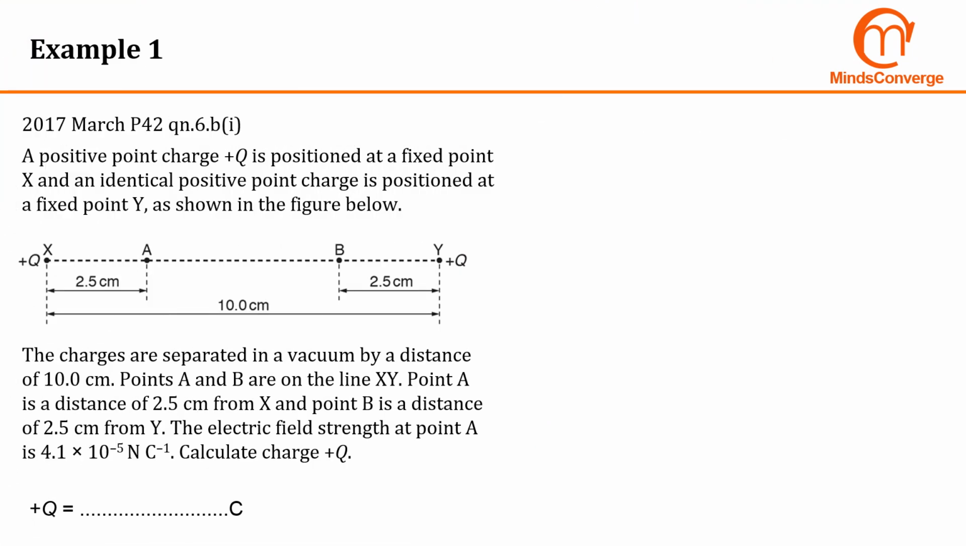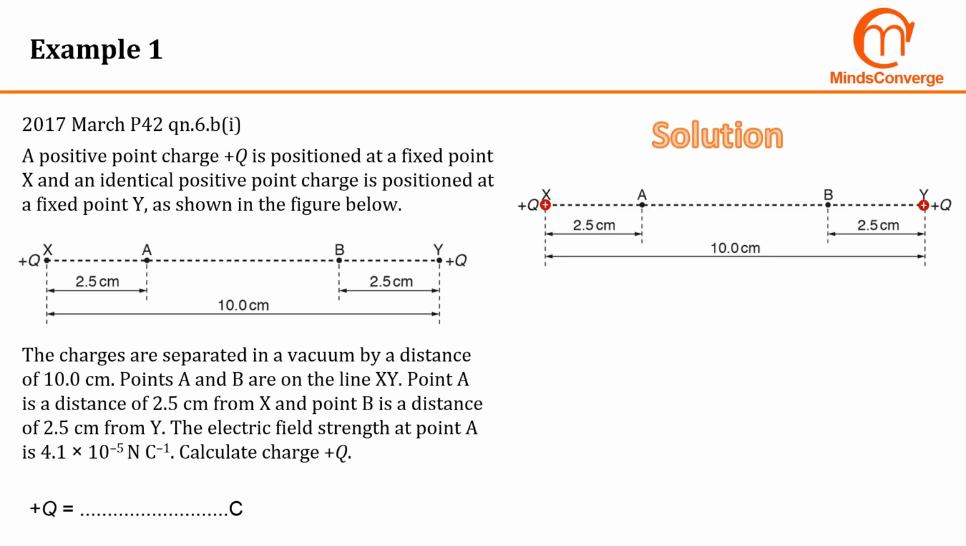Let's try some examples. Please pause the video to try the question. In this question, two identical positive point charges are positioned at the fixed points x and y. The electric field radiates away from a positive point charge. So, at point A, the direction of the electric field due to the point charge at x is to the right. And the direction of the electric field due to the point charge at y is to the left.